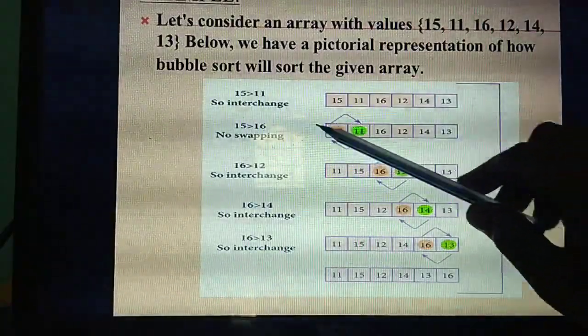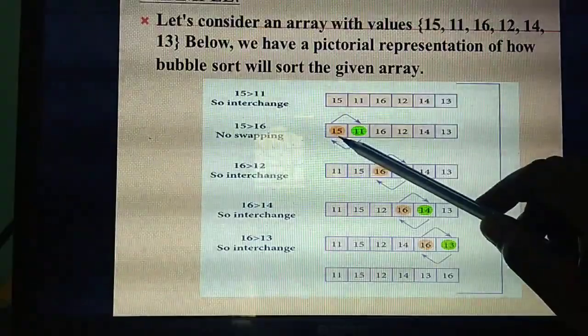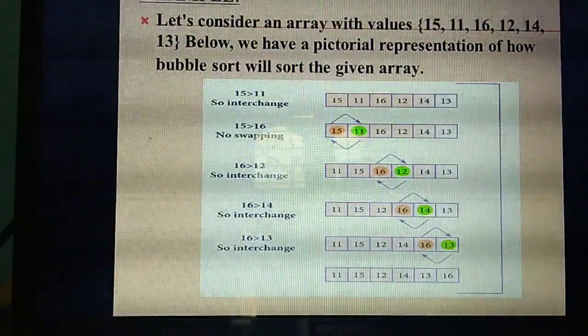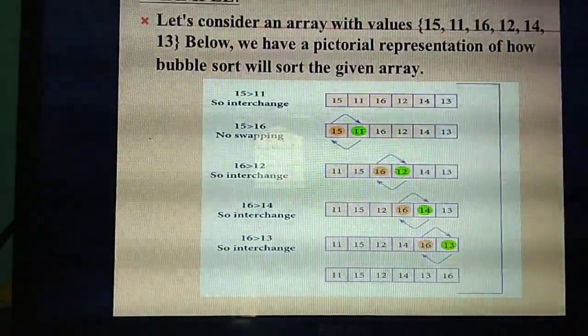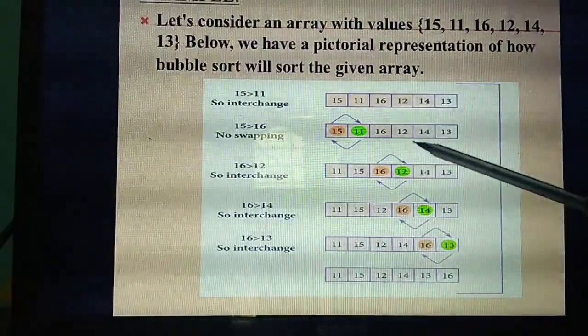So you need to interchange the place of 15 and 11. See the next step: 11 comes to the first position and 15 comes to the second position. Understand now? So first two, okay, then first 11, 15.